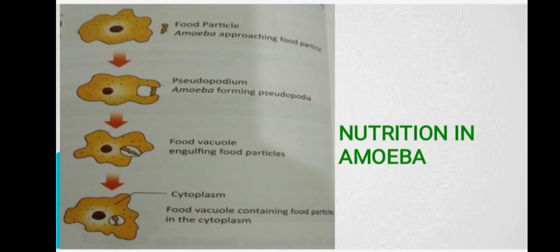Children, you will have to draw this diagram as a part of your answer, where in the first diagram you can see food particle is approaching the amoeba. In the second diagram, pseudopodium is being formed and surrounding the food particle. Food vacuole is formed, and ultimately the last diagram shows the entry of food vacuole inside the amoeba body in the cytoplasm.